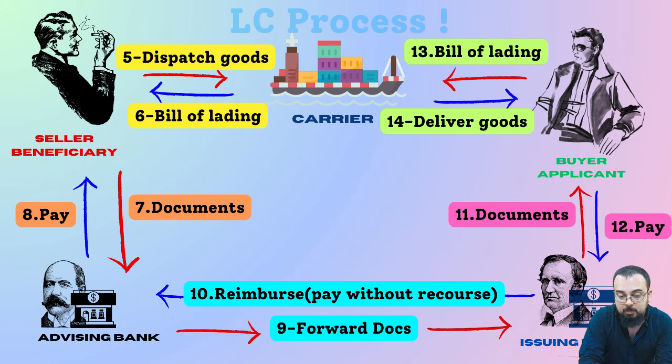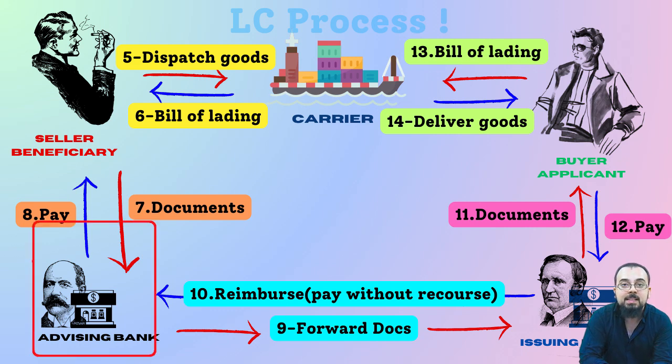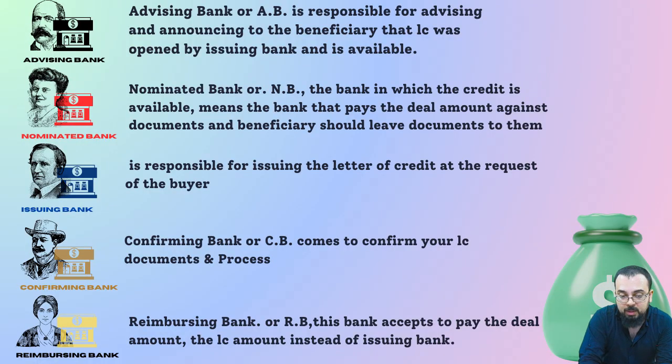Sometimes it could be a complicated relation. Let me explain on the screen. If you remember, when I talked about the advising bank, I mentioned that the advising bank could be the nominated bank, right? It means here we could have two banks, one as a nominated bank and the second as an advising bank. But what is different? The advising bank, or AB, is responsible for advising and announcing to the beneficiary that the LC was opened by the issuing bank and is available.